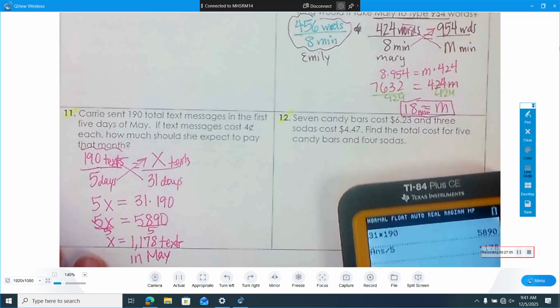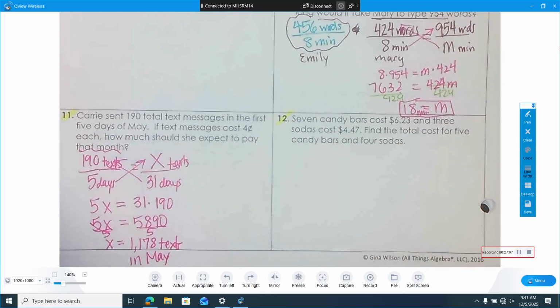That's over 1,000. Do you send that many text messages? Do you respond on like Snapchat or Insta that much? That seems like a lot, doesn't it? It's like crazy. Okay. All right.